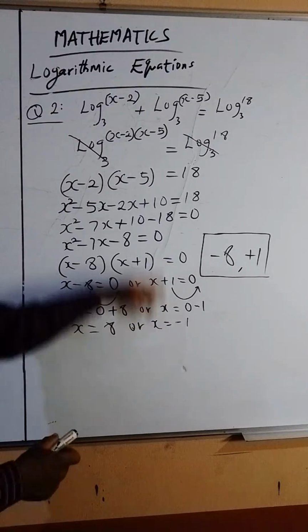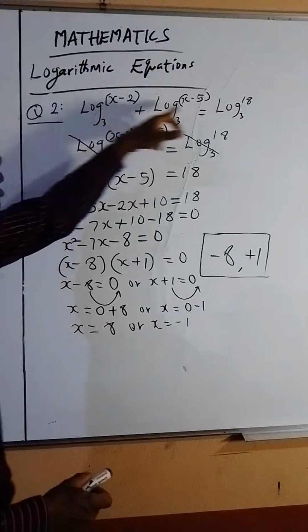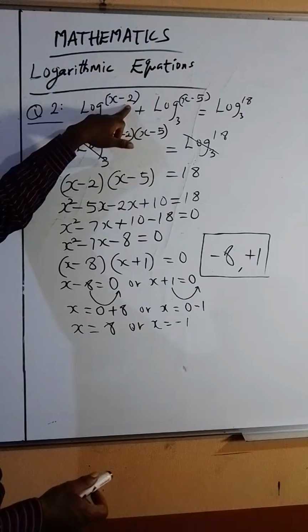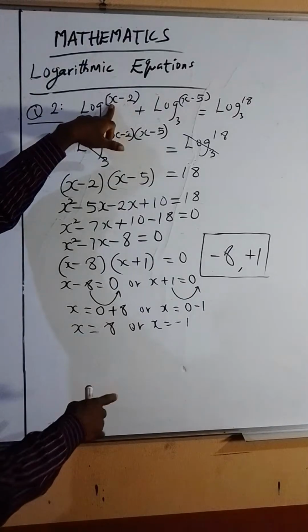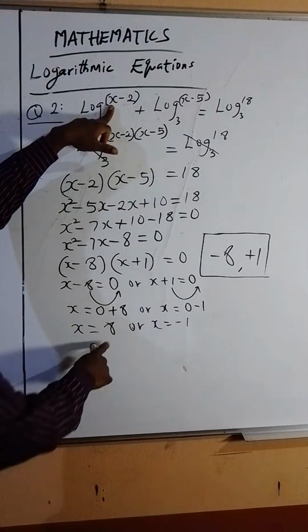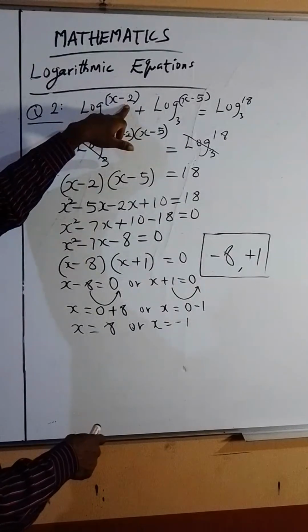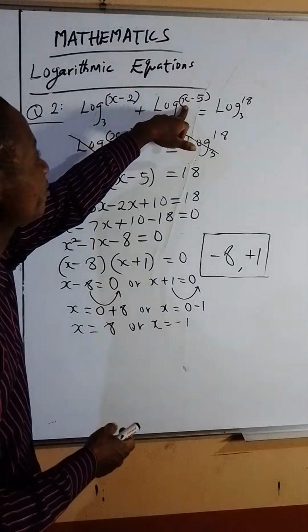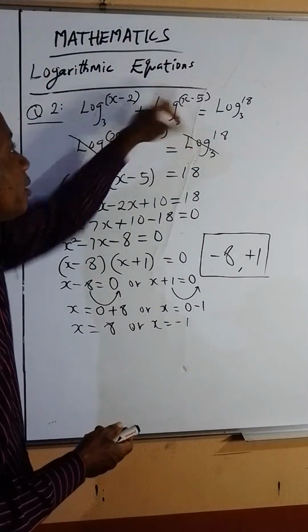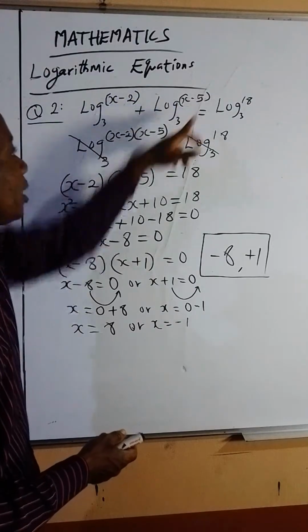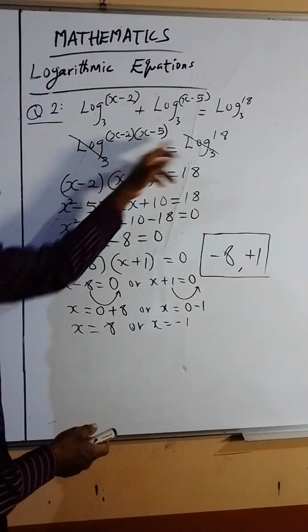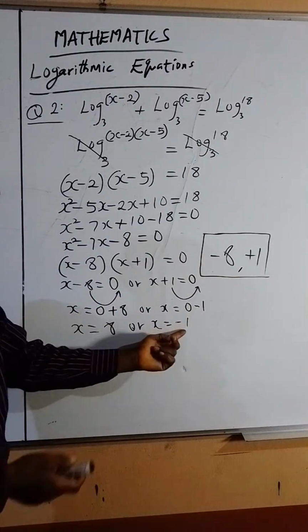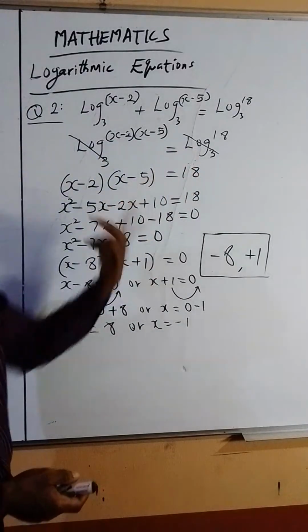If you want to test it, just come and substitute here. You are going to get 18. For instance, let's put 8 here. Bring in 8 to test if we are right or wrong. 8 minus 2 is 6, and here, 8 minus 5 is 3. 6 times 3 will give us 18, which means we are right. If you don't want to use 8, you can also use minus 1. Just substitute here. You will get the same answer.